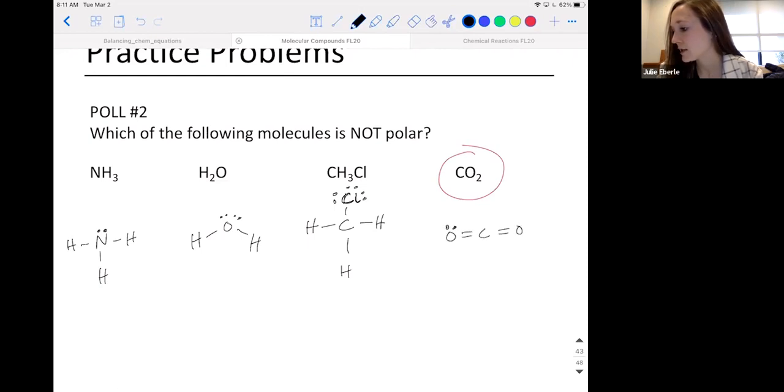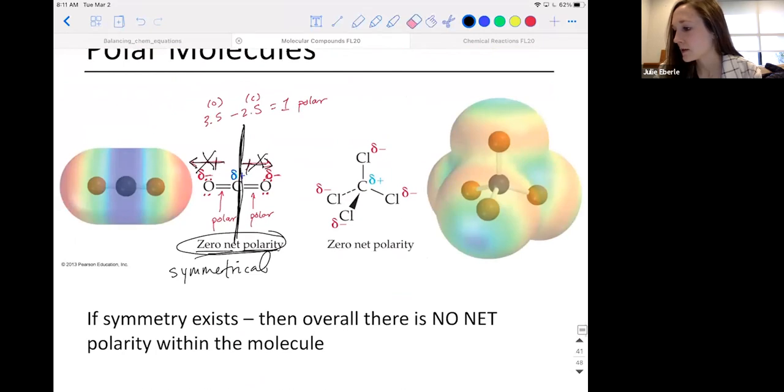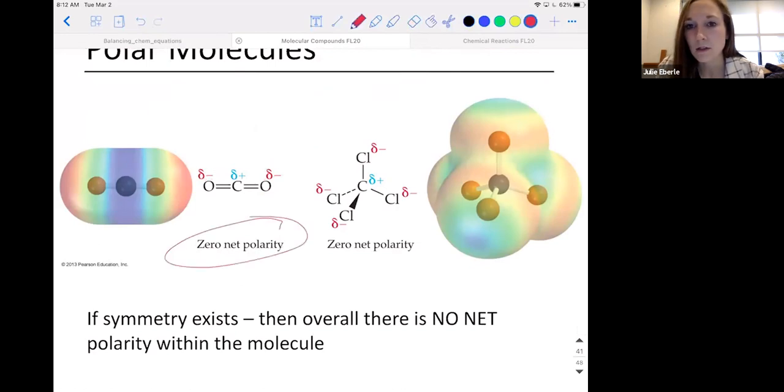Okay, we actually looked at CO2 from our lecture. That one's right up here in the slides. I'm going to erase all this. This is CO2, and we looked at this and we assessed the fact that there are polar bonds, but then remember we said there's 0 net polarity because there's symmetry here.